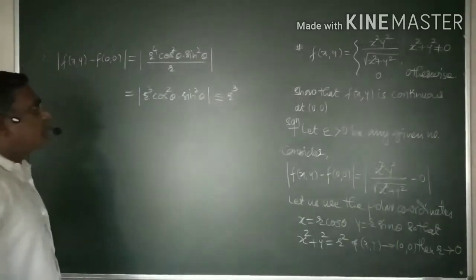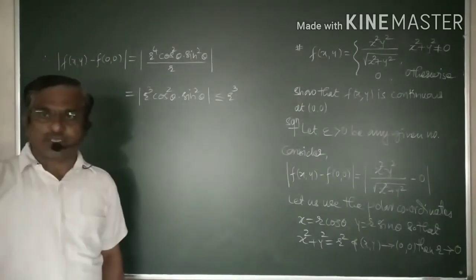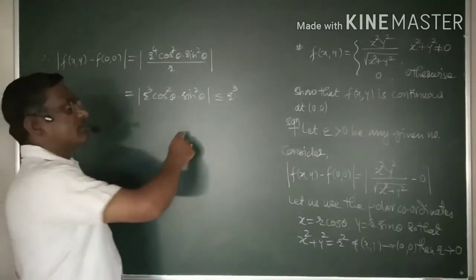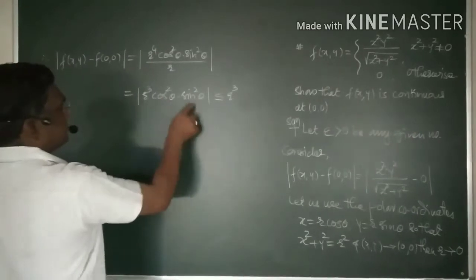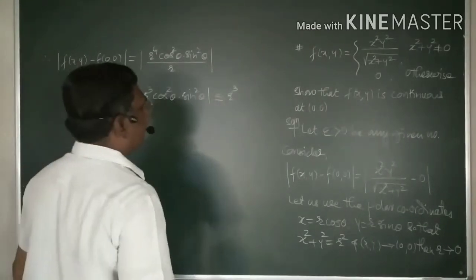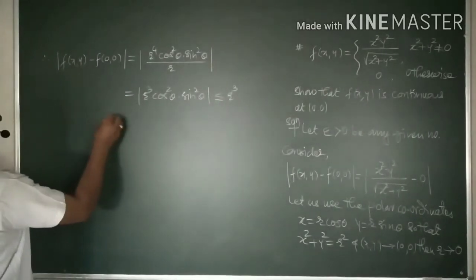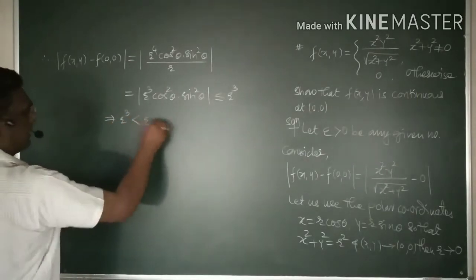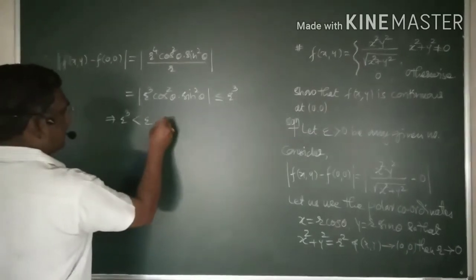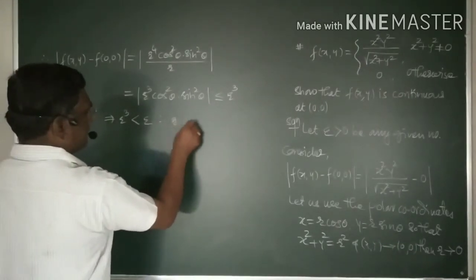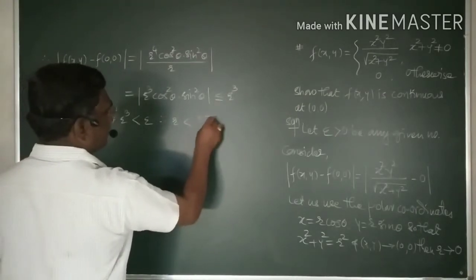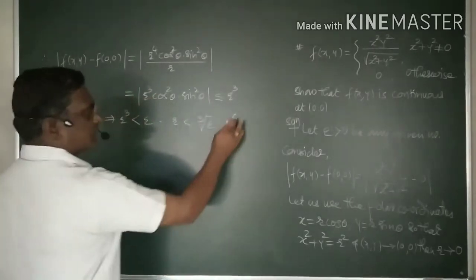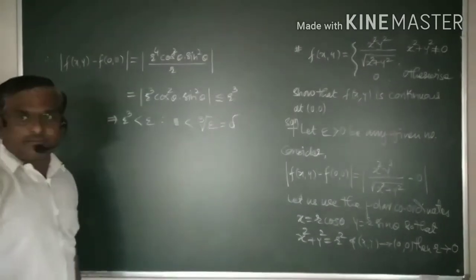Why? Because for every value of theta, the absolute values of cosine theta and sin theta are always less than or equal to 1, and hence all these things will be less than or equal to r cubed. This implies that we need r cubed less than epsilon, and therefore r is less than the cube root of epsilon. Let me call this delta. This is our delta.